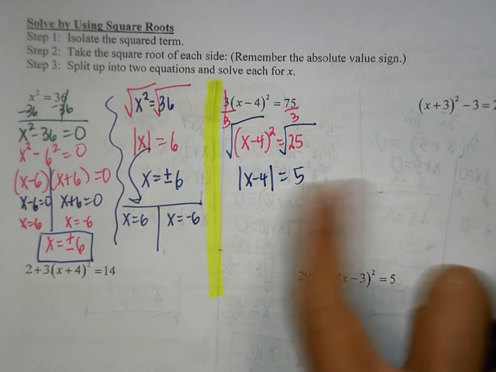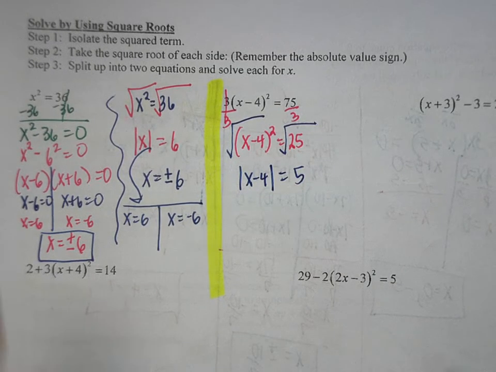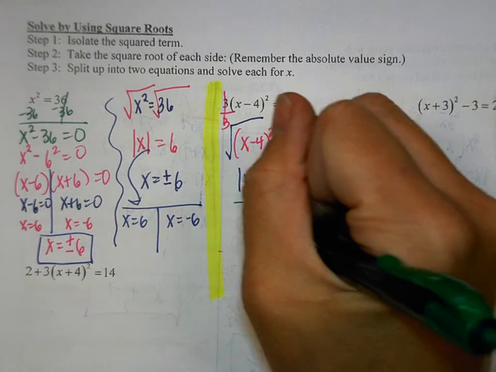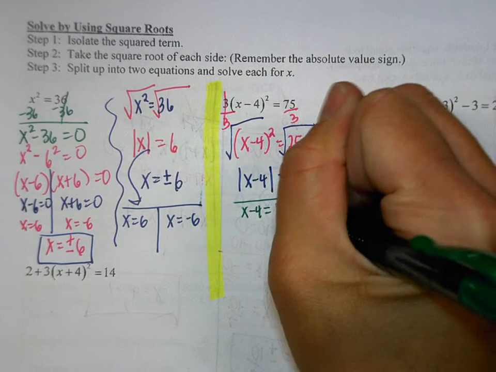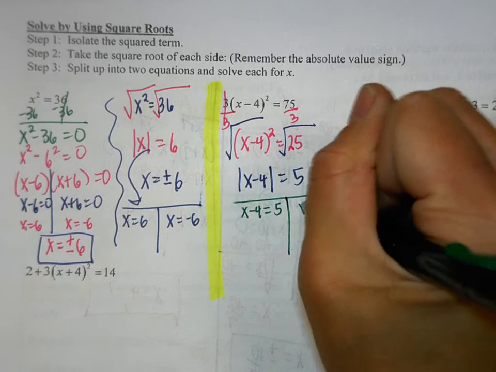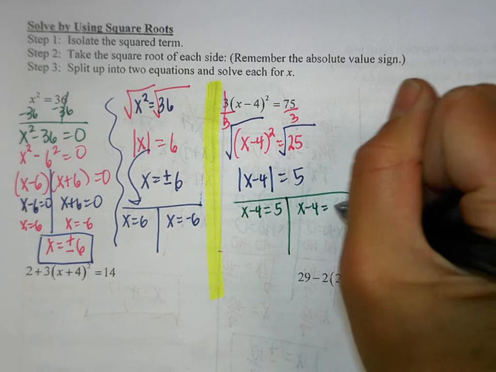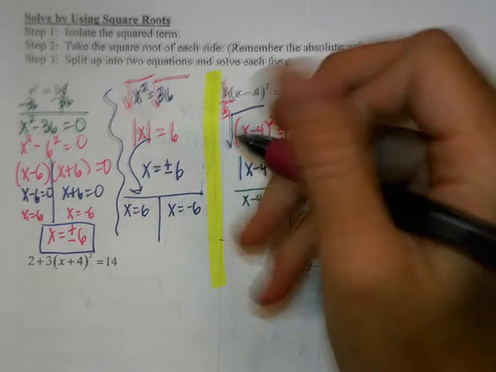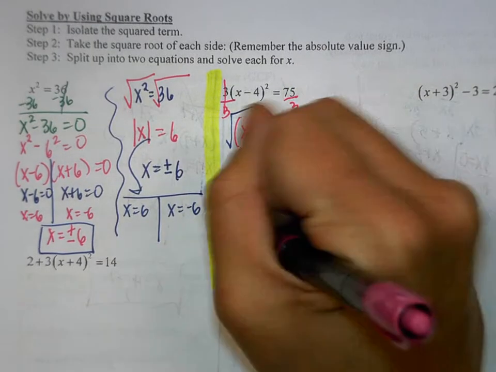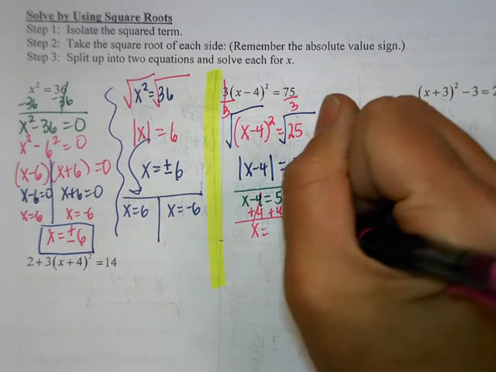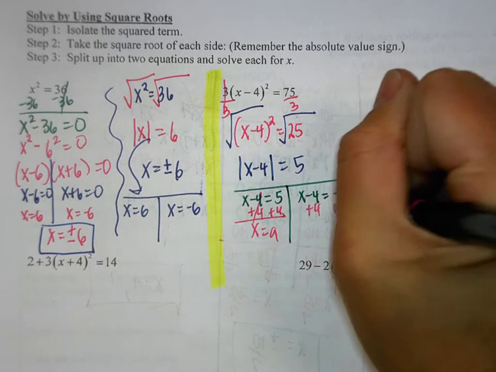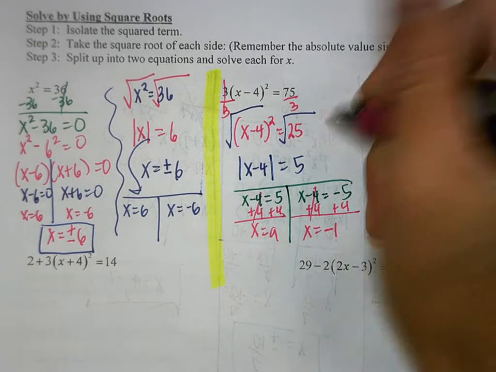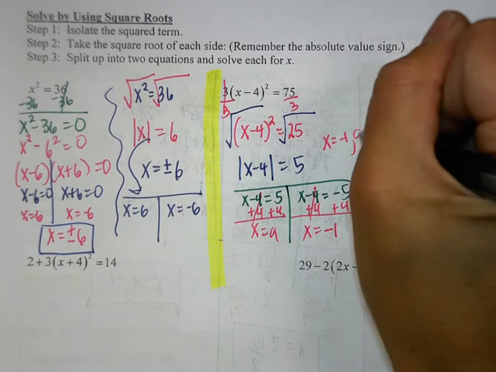Okay. So at this point, we then set up our two equations, okay? So one equation is going to be what? X minus 4 equals 5, and the other will be x minus 4 equals negative 5, and we solve. So on the left side here, I'm going to add 4 to both sides, and we get x equals 9. Over here, I add 4 to both sides, and we get x equals? Very good, negative 1. So my answers here are x equals negative 1 and 9.